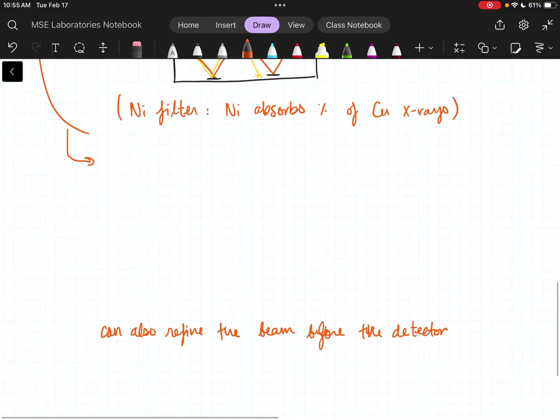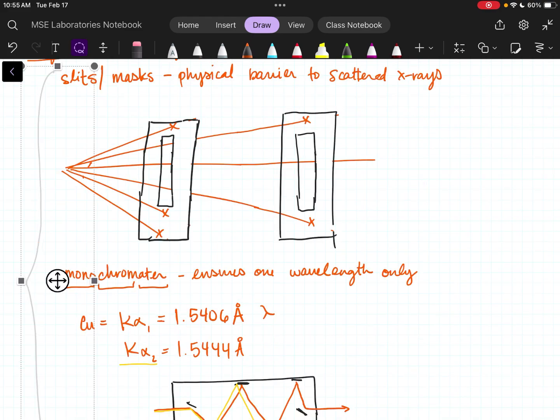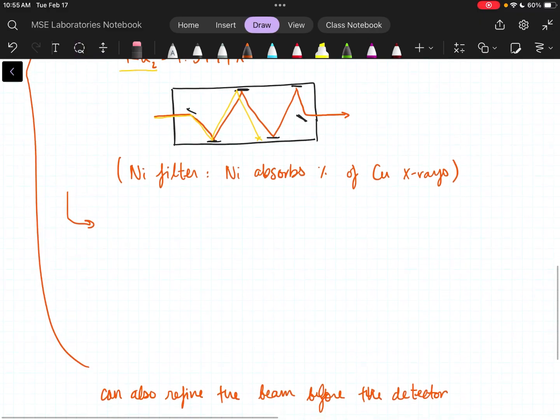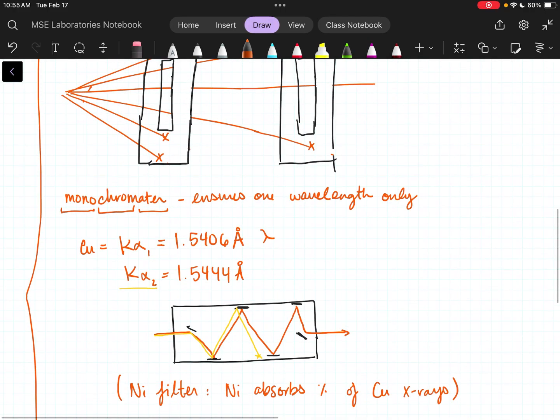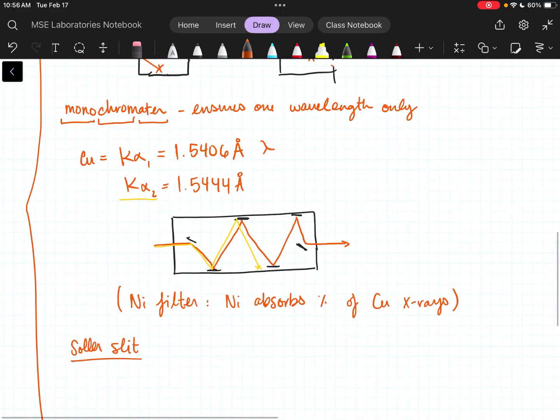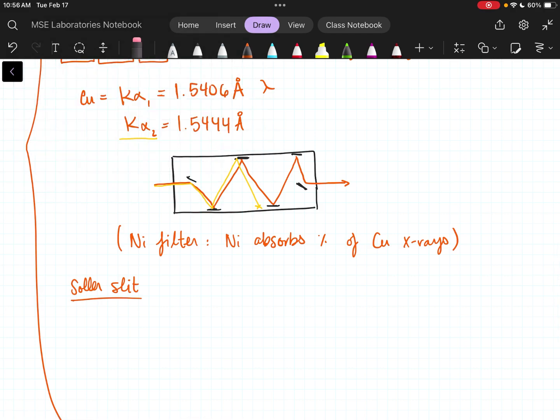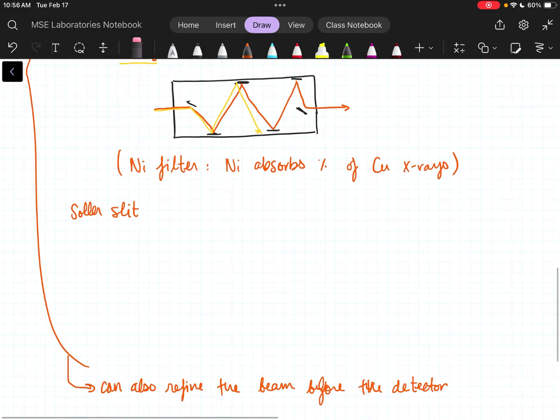Oh, Soller slits, I forgot to mention. Well, that's unfortunate. We are going to select this and extend it down a little bit because there is one more thing that I neglected. No worries. A Soller slit.